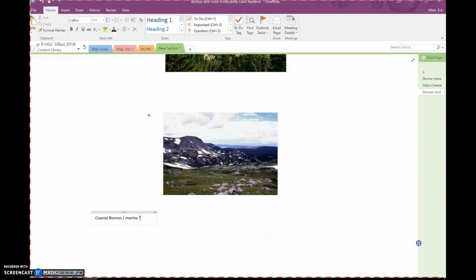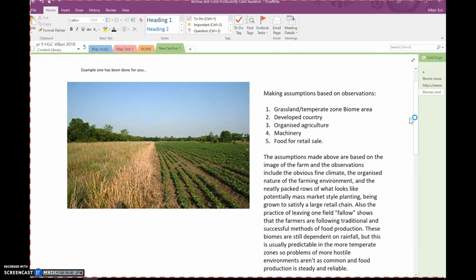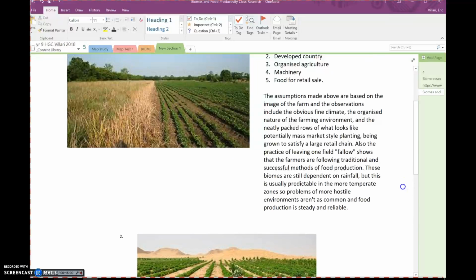I'll go back up to the example I've got for you, and what I've done is I've made assumptions based on observations. Grassland, I'm looking at a grassland, it's probably in the temperate zone biome area. I'm also making assumptions that it's a developed country, there's organised agriculture, been using machinery, and it's food for retail sale. I may be completely wrong, but I'm making the assumptions based on what I'm seeing, which is what a geographer would do by looking at the land around him or her. So I've also written up why I've done that.